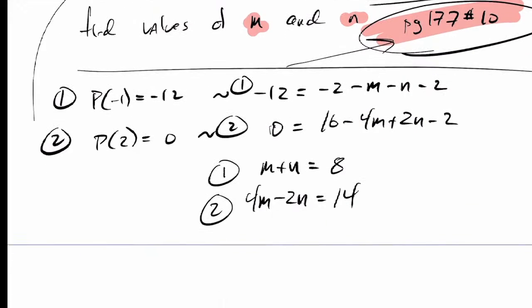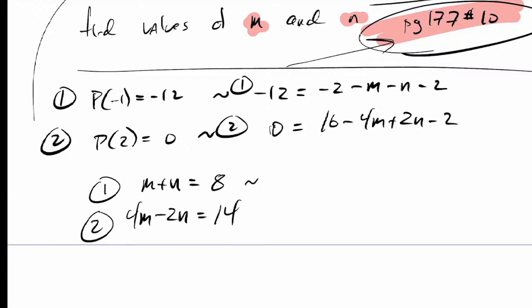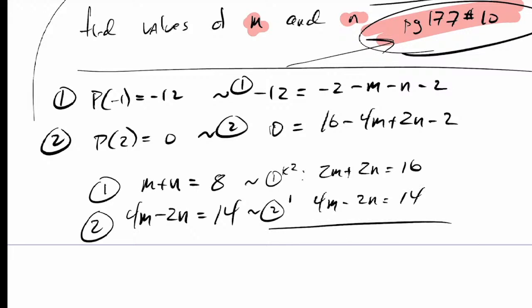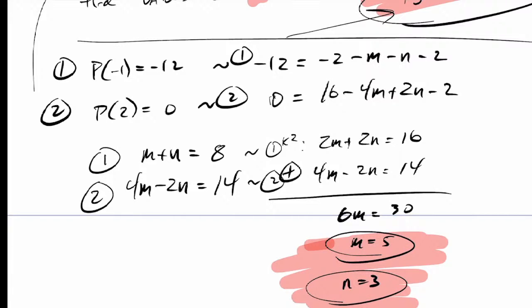Okay, so then you solve two equations, two unknowns. I'm going to multiply equation 1 by 2: 2m plus 2n is 16. Equation 2 is 4m minus 2n is 14. You can add these together to get 6m is 30, or m is 5. And if m is 5, then n must be 3. So those are your m and n values.